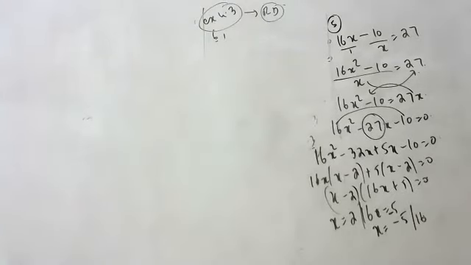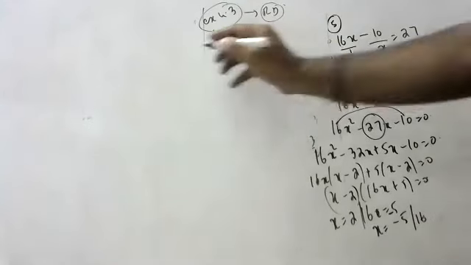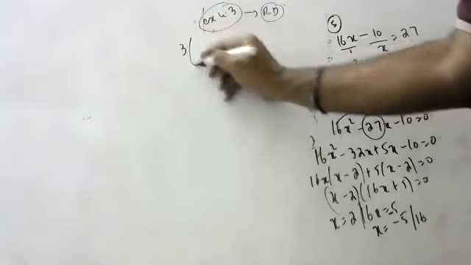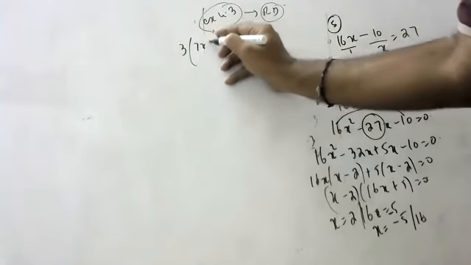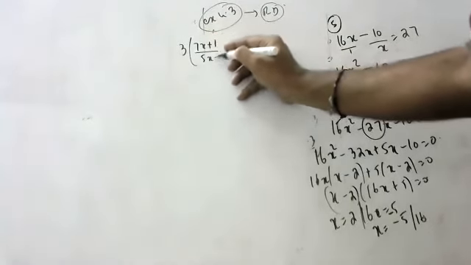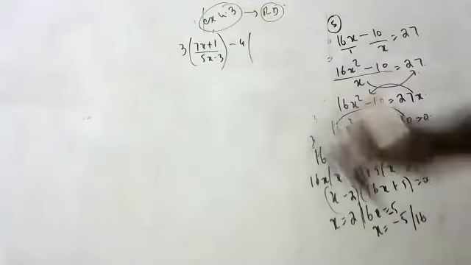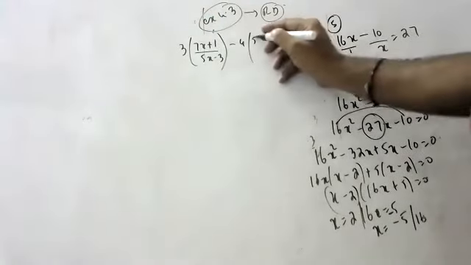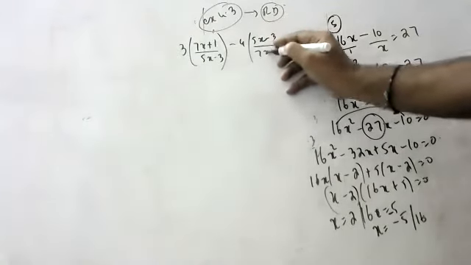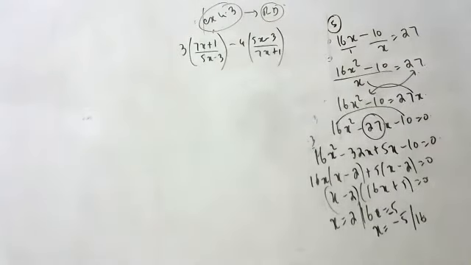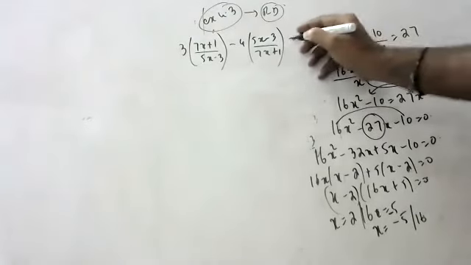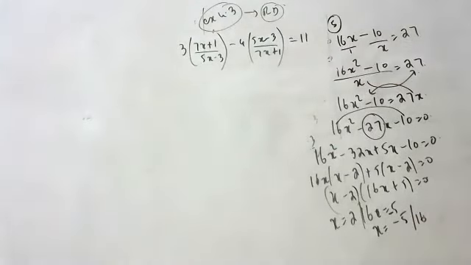Okay children, so the next question is: 3 into (7x + 1)/(5x − 3) minus 4 into (5x − 3)/(7x + 1) is equal to 11. Okay, children.